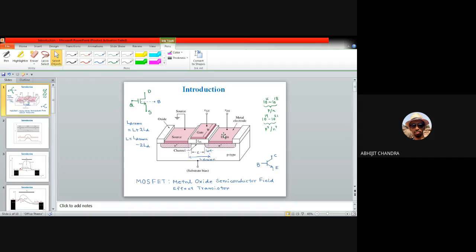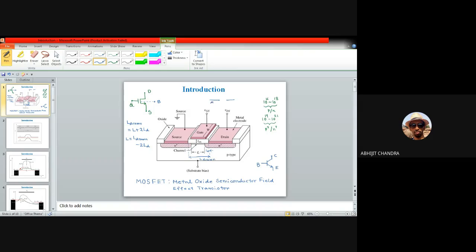Now let us assume that I am going to use this transistor as a switch. As you understand, for a switch, even for an electrical switch, suppose this is one terminal, and this is another terminal.